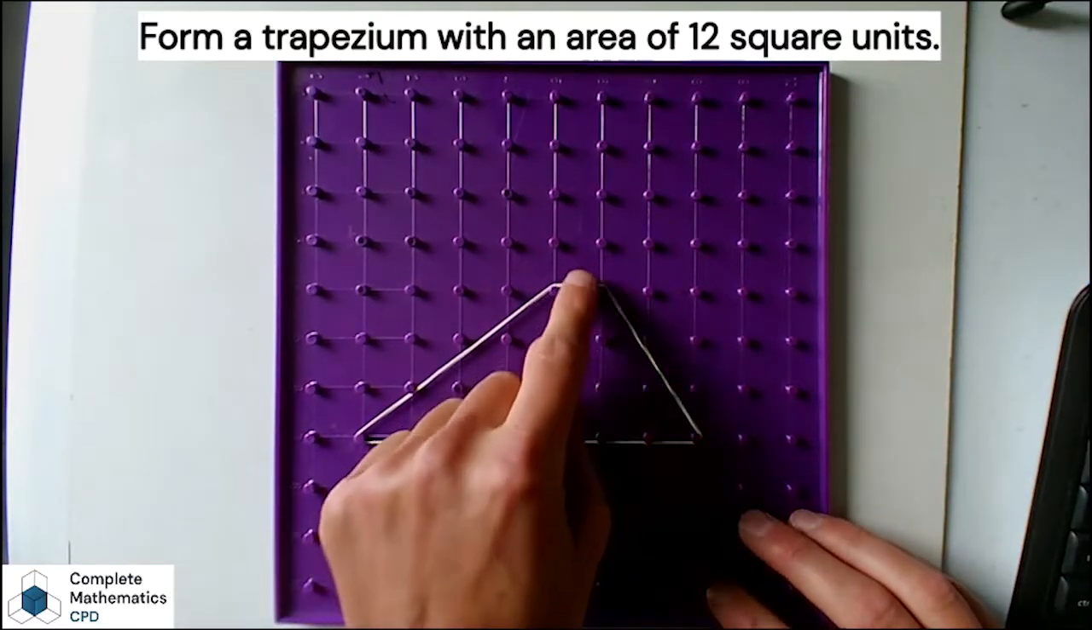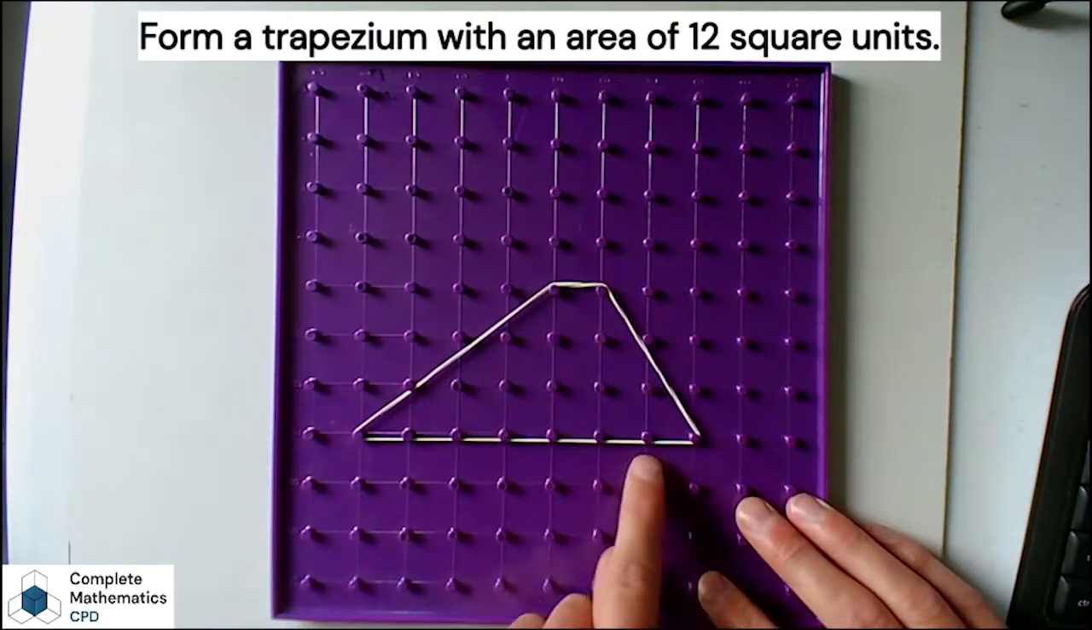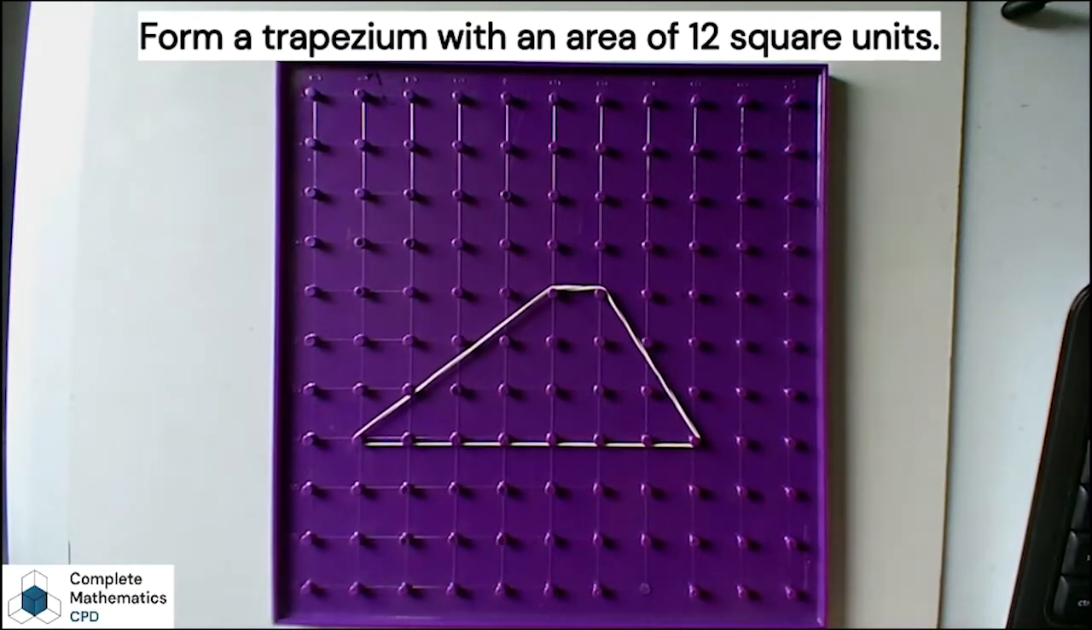Why do you add the top and bottom together and divide by 2? It's because you want an average of the parallel sides. So there's a nice little task for deepening an understanding of area of trapeziums.